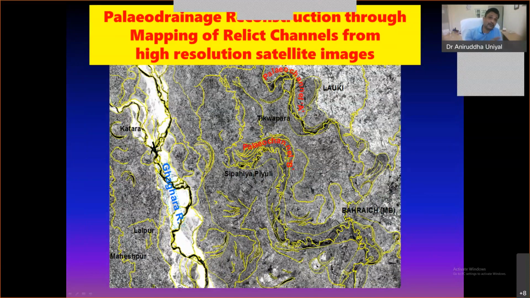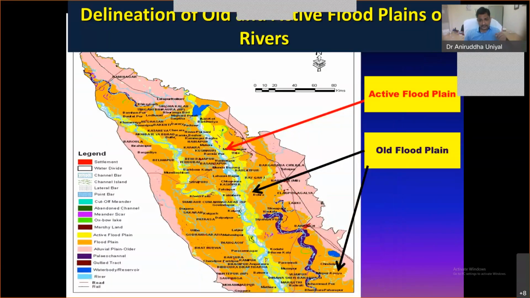And we are not only able to construct the paleo drainage, the earlier river systems, but also their floodplains to a great extent. Then the old and active floodplains of present day rivers. You see in yellow color, this is the active floodplain of a river. Again, the active floodplain of another river. And with the orange color, we can see the old floodplain of the rivers.